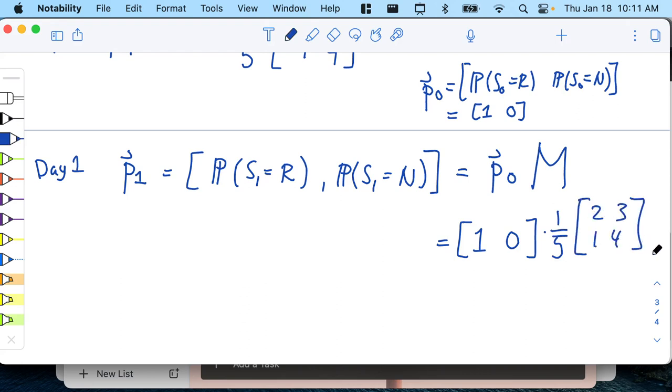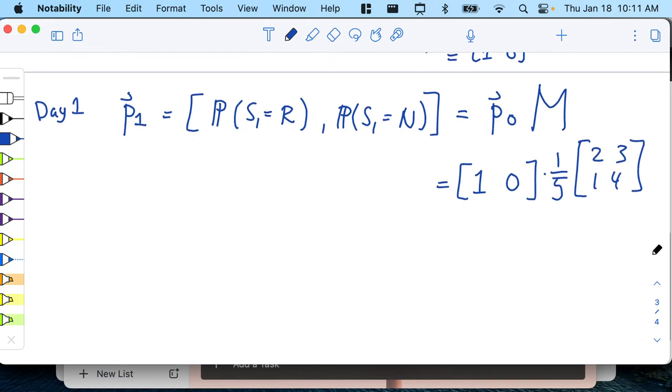2, 3, 1, 4. Okay. So now you have to do the matrix multiplication. You could do it immediately. Let's just do it, I guess. One nice thing to know about matrix multiplication is that if you have simple things like this, it's easier to think about it in terms of linear combinations of either rows or columns.